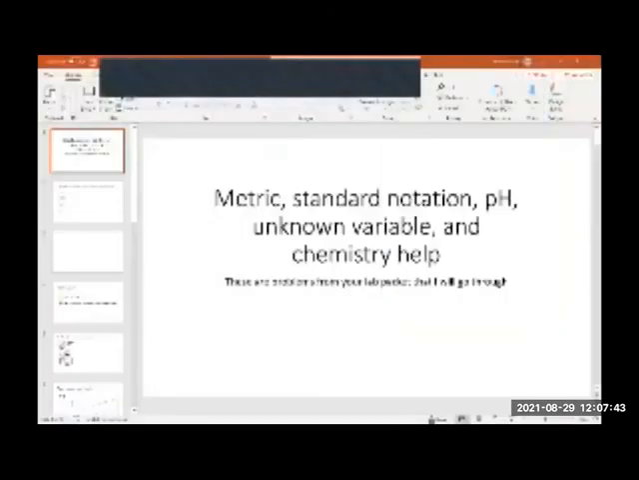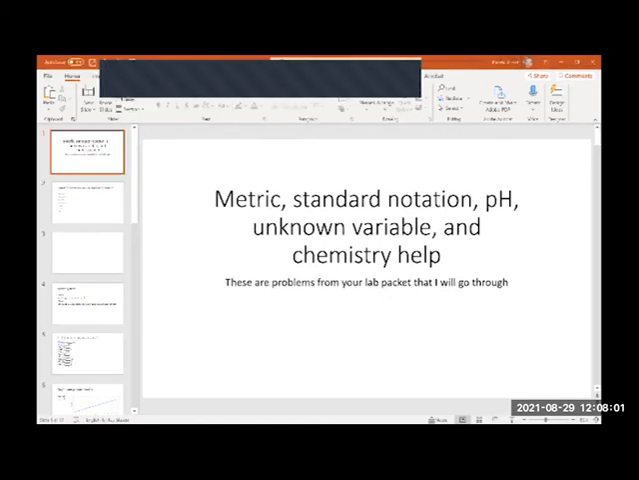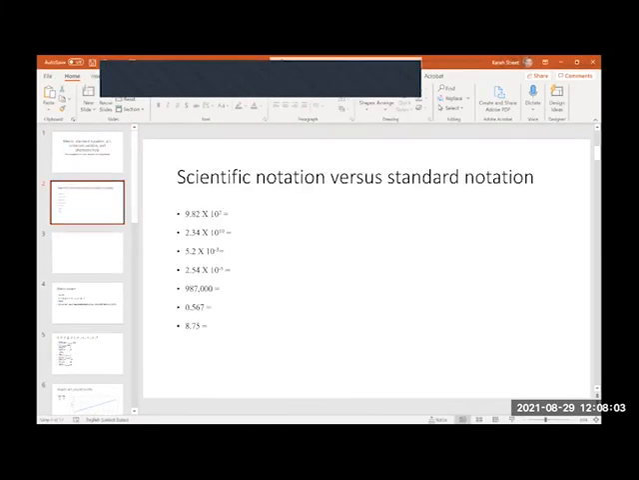Hello, everyone. I'm going to go through some problems from your lab packet that addresses the metric, standard notation, scientific notation, pH, unknown variable, and some of the chemistry. Actually, I'm going to go through all of the chemistry problems. So let's first start with scientific notation versus standard notation.